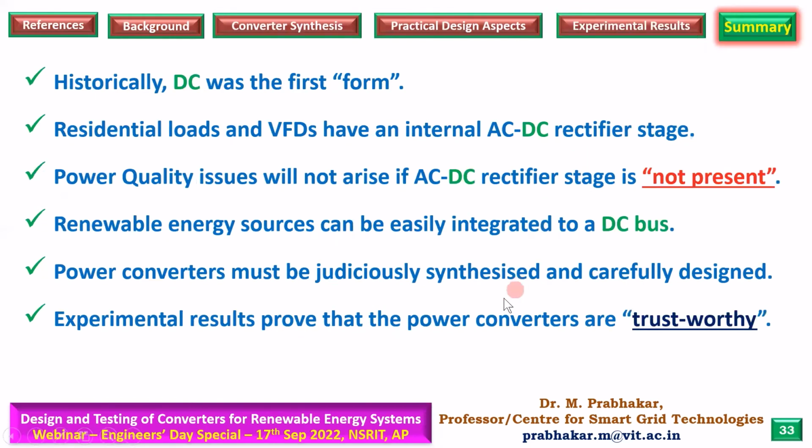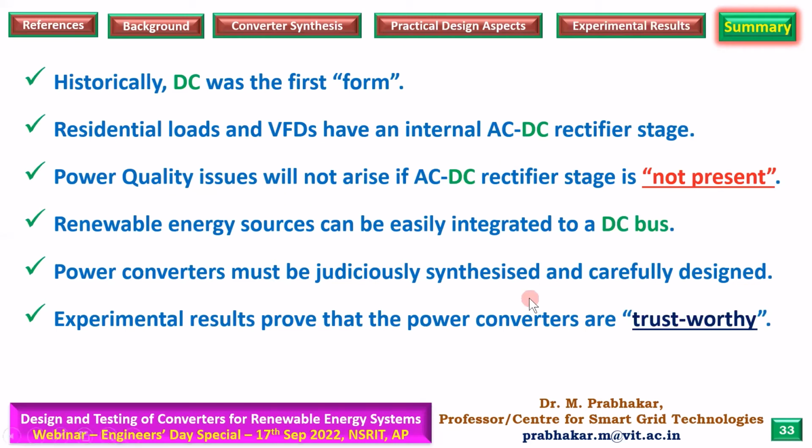Finally, the summary, as far as this presentation is concerned, we have seen DC-DC converters. Remember, DC was the first form of electrical energy. Later on, there was a war of AC and DC, and AC won because it was easy to step up and step down AC voltages at that time. Now we can step down and step up DC voltages as well, easily. That's not an issue. Now, residential loads and all other loads have an inbuilt AC-DC rectifier. So nowadays, the trend is moving towards DC.